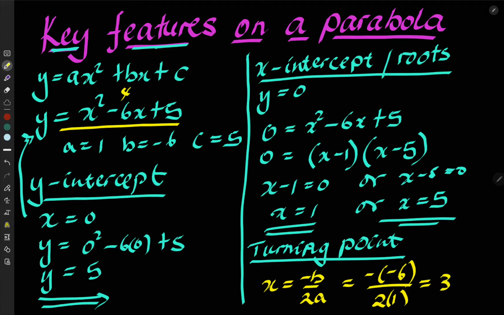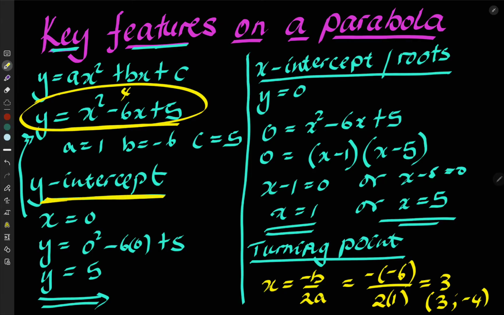Then if we have our 3 as the x-coordinate, to get the y-coordinate of the turning point, we substitute again back into the equation. Then when you substitute that, you realize that your turning point will be 3 and negative 4. So these are your key features. Number 1, you need to be able to determine your y-intercept. Number 2, you need to be able to determine the x-intercept by letting y is equal to 0. And number 3, you need to determine the turning point.